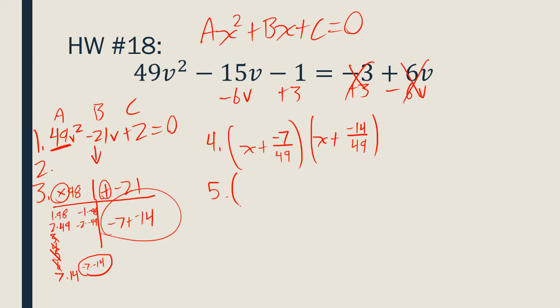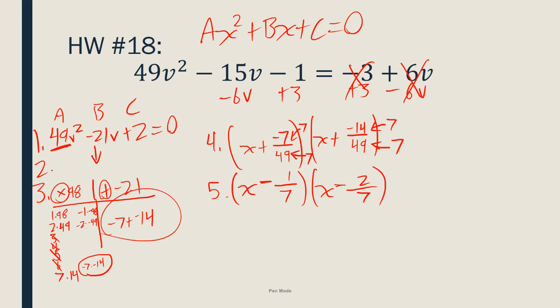Okay, step 5, I need to reduce those fractions. So I have x minus, this plus and negative turns into a minus. Note that here, a 7 will divide into negative 7, and a 7 will divide into 49. So if I divide the top and bottom of this fraction by 7, I get negative 1 over 7. Conversely, over here, I have negative 14 divided by 49. 7 will also divide into both of those terms. Negative 14 divided by 7 is negative 2. 49 divided by 7 is 7.